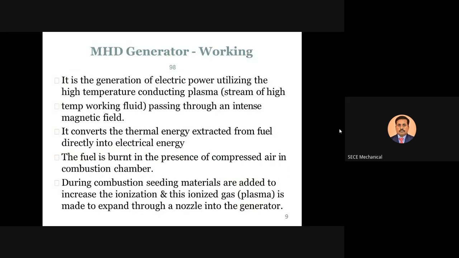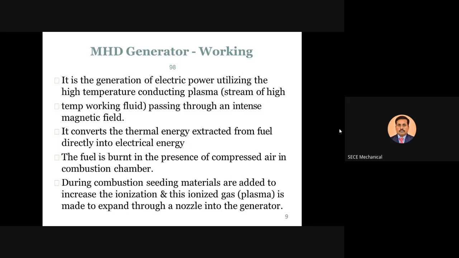Now the working. It is a generation of electric power utilizing high temperature conducting plasma, that is, a stream of high temperature working fluid passes through the intense magnetic field. It converts the thermal energy extracted from the fuel directly into electric energy. So in this MHD generator, the thermal energy is converted into electric energy.